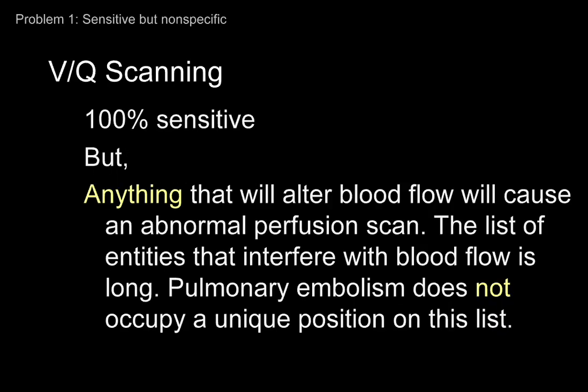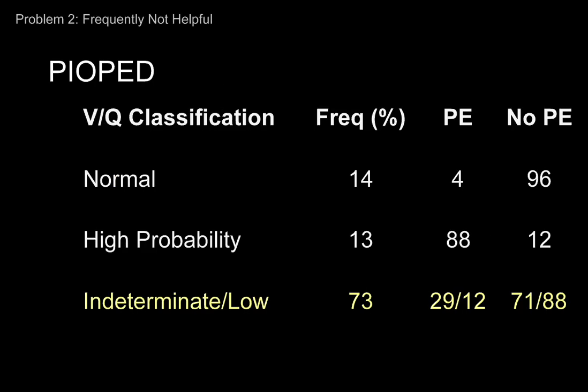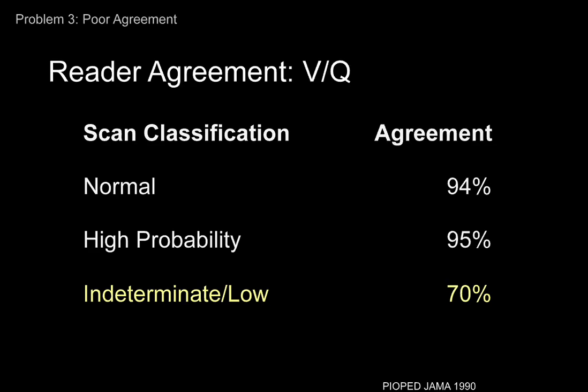VQ scanning has been the traditional test for PE. The problem is not sensitivity, but specificity. Based on VQ scan patterns, patients are classified into 4 categories. Unfortunately, most patients fall into the low, indeterminate category in which too much uncertainty exists. In addition, the largest category has poor inter-observer agreement.